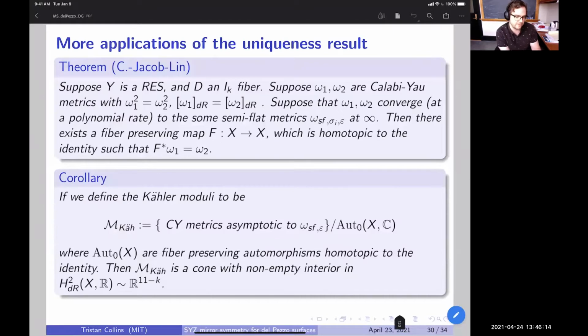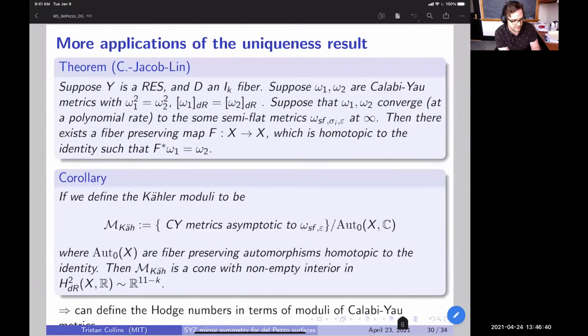So in particular, if you take the point of view that the moduli space of Calabi-Yau metrics should be Calabi-Yau metrics modulo the action of the automorphism group, then you see that the moduli space of Calabi-Yau metrics is now just the cone of Kähler metrics in the de Rham cohomology, which is 11 minus k dimensional. So now we've cut everything down to a finite dimensional moduli space. So in particular, this tells us that we can define Hodge numbers in terms of moduli of Calabi-Yau metrics, which is the upshot.